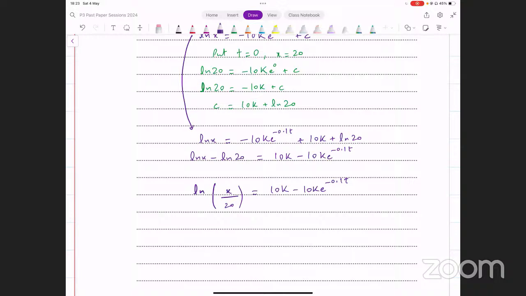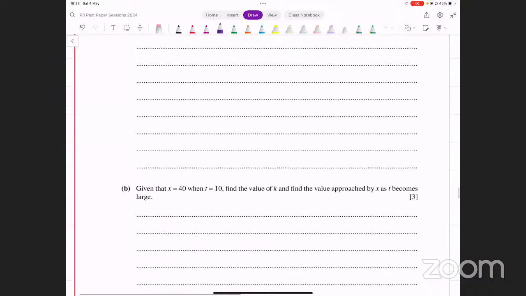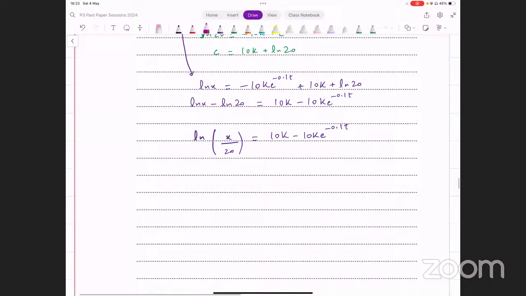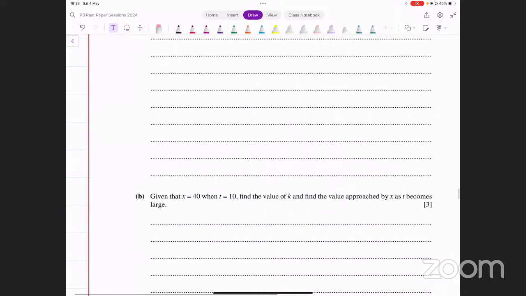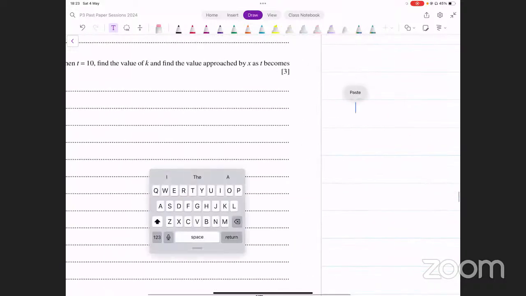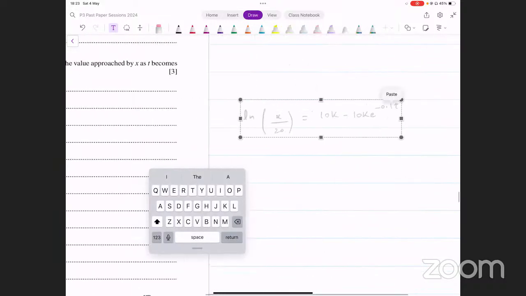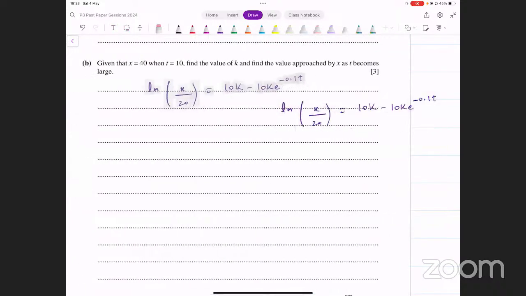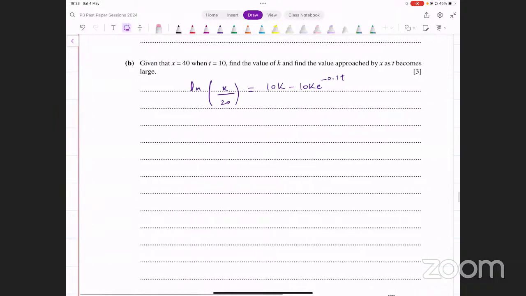Now let's move on to the next part. Now it says, given that x equals 40 when t equals 10, find the value of k and find the value approached by x as t becomes large. Becomes large means as it goes towards infinity, okay? Let me copy this equation. This is what we have. So they want us to find the value of k first of all, using these values of x and t.